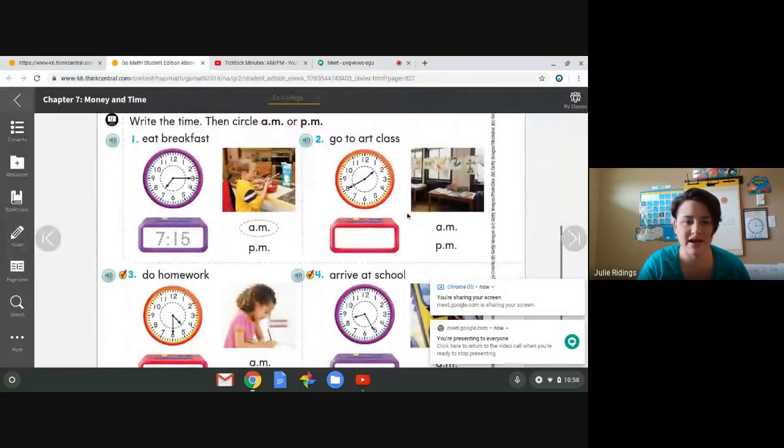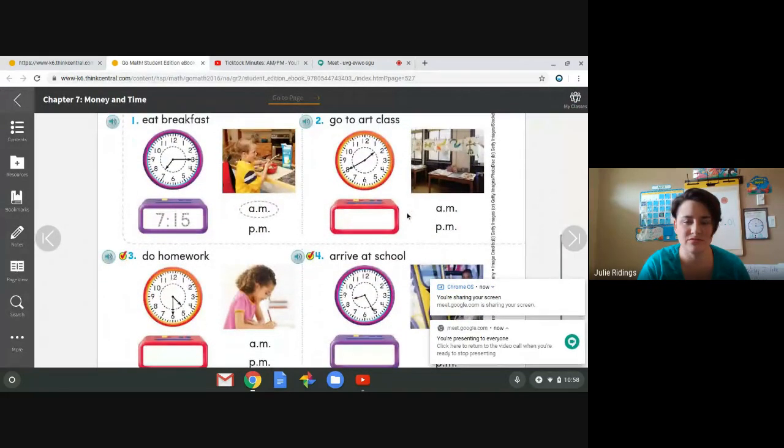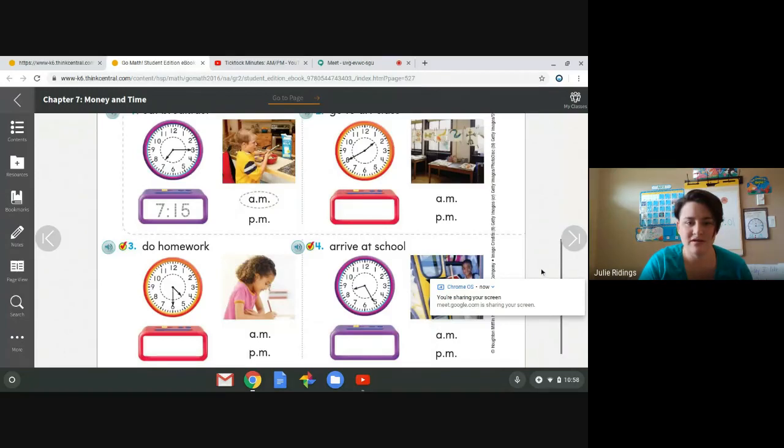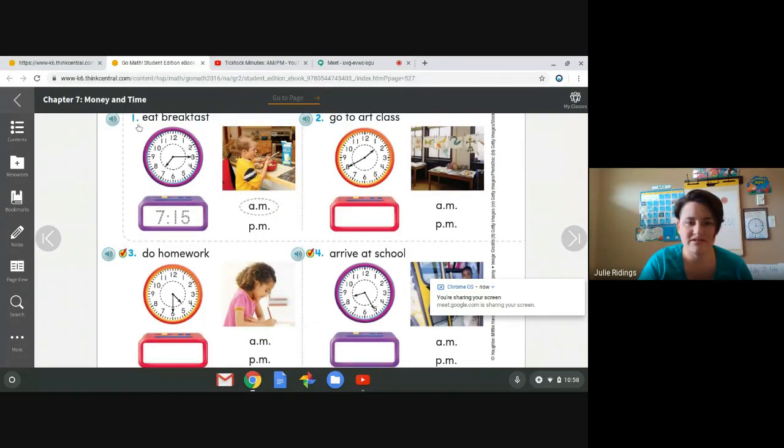Let's look down here at number 1, 2, 3, and 4. So it says write the time and then circle AM or PM. So if we look here, guys, number 1 says eat breakfast. Okay, and now we're going to look. They told us it's 7:15. The hour hand is only a little after 7, so go with the hour before 7. And then it's quarter after, 15 minutes has passed, 7:15. And if you're eating breakfast, this is before noontime, so it would be AM.